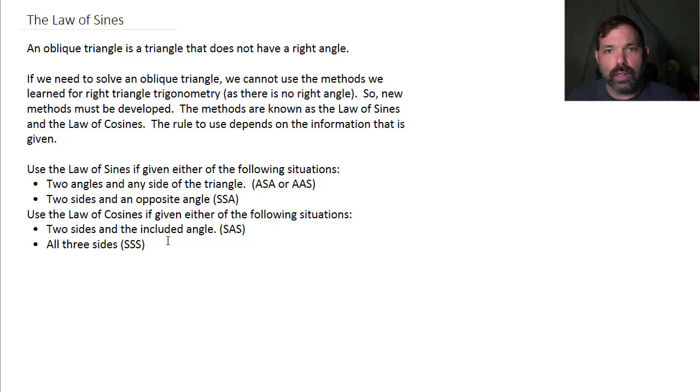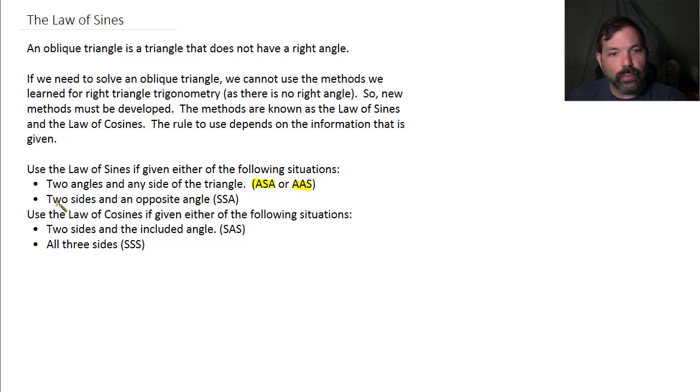what information is given. So if we are given two angles and any side of the triangle. If you took a geometry class and learned how to prove congruent triangles, you called those the angle-side-angle or angle-angle-side situations. If you're given angle-side-angle, two angles and the included side, or angle-angle-side, two angles and an opposite side, you are going to start with the law of sines.